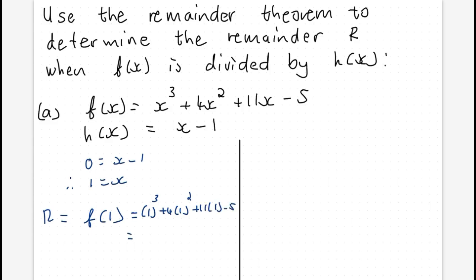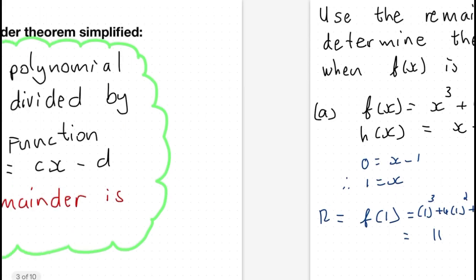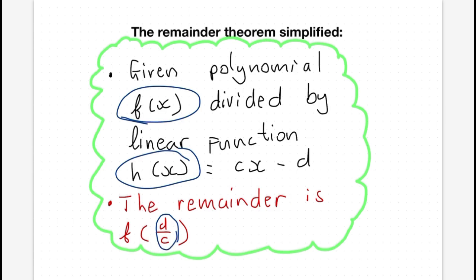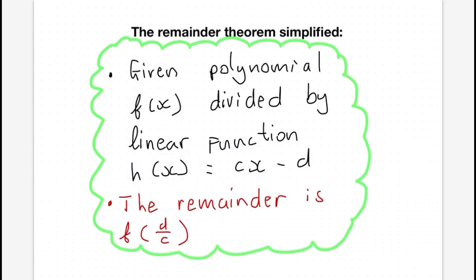Okay, now let me go ahead and put this in my calculator. 1 cubed plus 4 times 1 squared plus 11 times 1 minus 5. The answer here is 11, and so the remainder is 11. That's all it is. It's telling us that when you're given a polynomial called f of x and you're asked to divide by h of x, then the remainder can be found by just plugging in d over c in place of x in the f equation. And we found d over c by just equating h of x to 0.